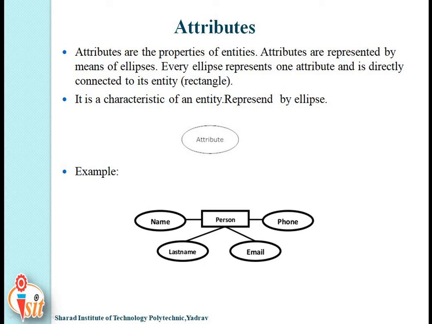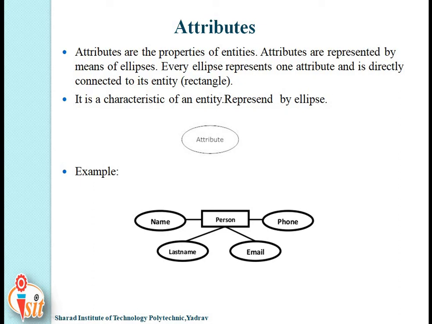Attribute. As I told you, entities have their own properties, that are called attributes. This means an entity is represented by a set of attributes, that is, descriptive properties possessed by all members of an entity set. Remember that attributes are nothing but properties or characteristics of the entities. It is represented by means of an ellipse or an oval with the attribute name.